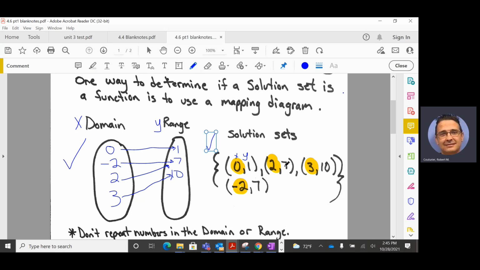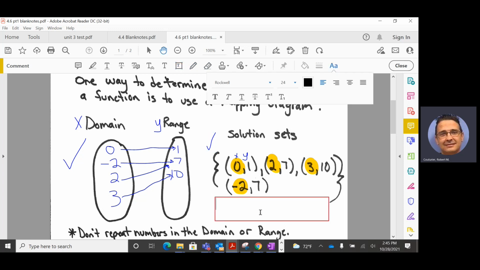So whether they give it to you as a set of solutions, or they either give you a mapping diagram or they have you create a mapping diagram, you can then determine if it is a function or if it is not. I'm going to pose this question to you. Look at the same set. What if they gave us this instruction? They said reverse your x's and y's. Is it a function?